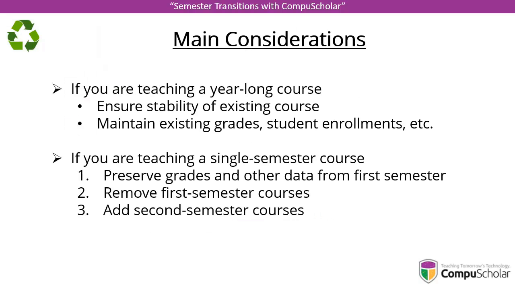So big picture, what you want to do if you're transitioning from one course in the first semester to a different course in the second semester is first make sure that you preserve all of the grades and other data that you might want from your first semester course. So this, generally speaking, means exporting grades from your gradebook. If you want to save reports to spreadsheets, you can run and export those reports. If you want to download student data like file submissions or activity submissions, you can do that as well. And then once you're done preserving all of that data, you'll just go ahead and remove the first semester courses from your dashboard and then add in the second semester courses that you want to use.